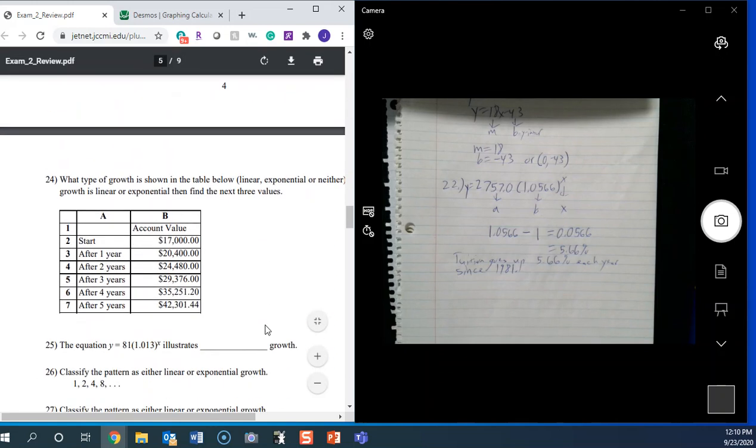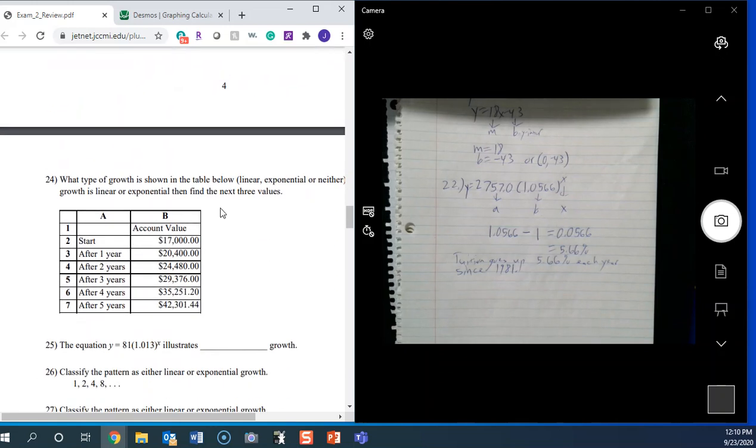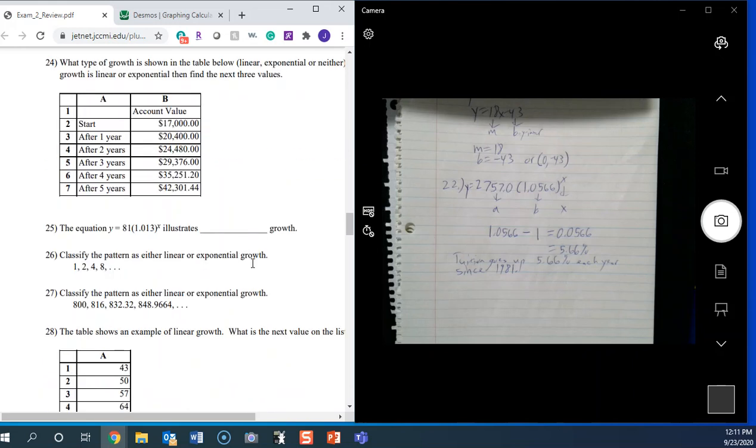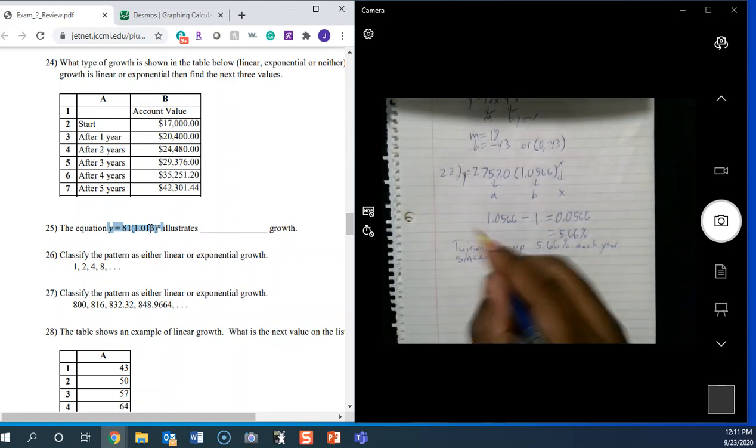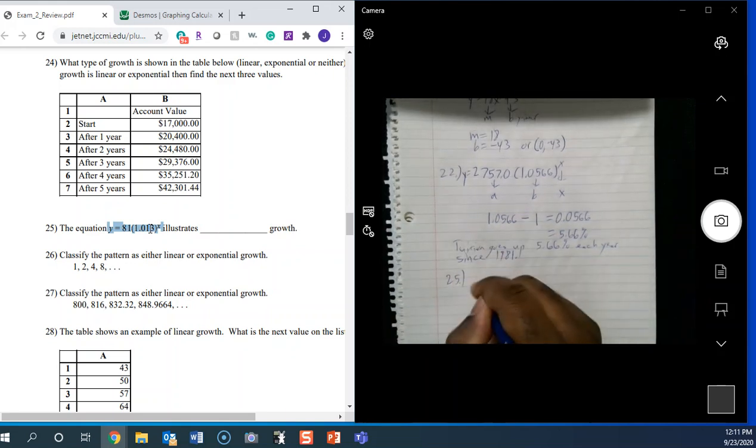Okay, now it says what type of growth is shown in the table below. We already did a problem like that. Now it says here the equation y equals 81 times 1.013 to the x illustrates blank growth. We know this is exponential growth because this is the same as y is equal to ab to the x. So for 25, it'll be exponential growth.